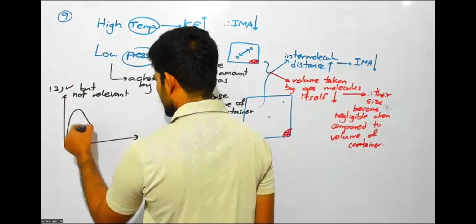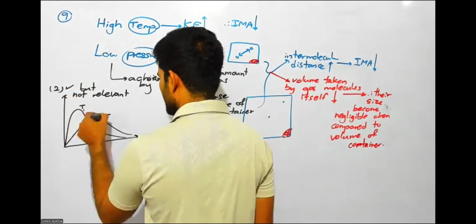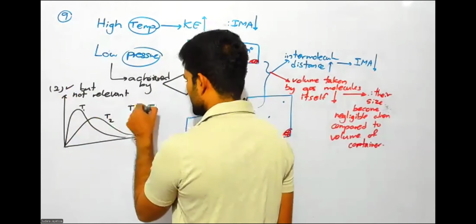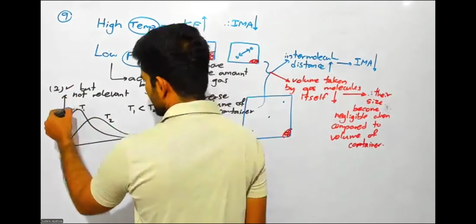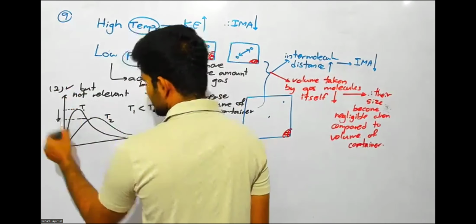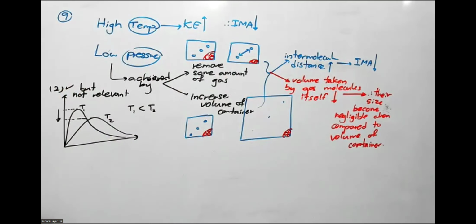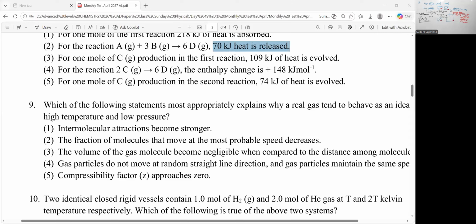Now, at low temperature, this is the curve. At high temperature, this is the curve. T1, T2. You know this one. T2 is greater, and you can see the fraction has now decreased. That is true, but it's not explaining why it behaves like ideal. It's not enough, because anyway these graphs are drawn for ideal gases. So it's not explaining how real gases behave like ideal. So the second one is not relevant.